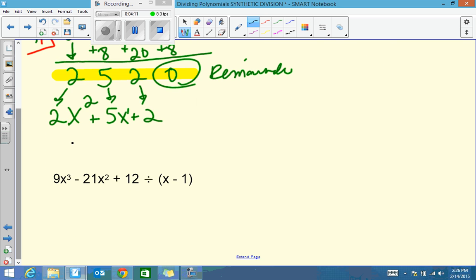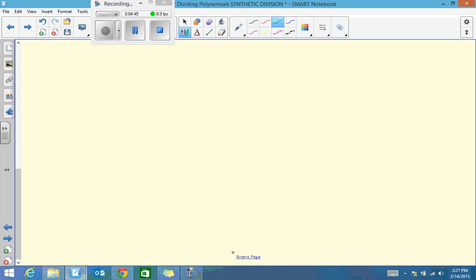Okay, again, here's our problem. We still need to check for missing terms like we did with long division. So before we set up our problem, we have x to the third minus x to the second, but we don't have an x to the first term. So we're going to need to insert a 0x term to hold that spot, plus 12, divided by x minus 1. As we set up our problem, we're dividing by x minus 1, so we set up a positive 1. Again, we just use the opposite sign.